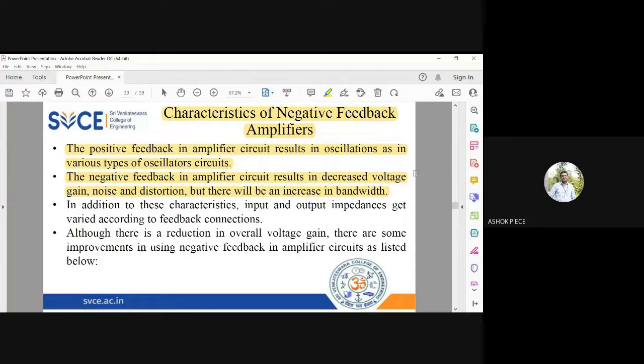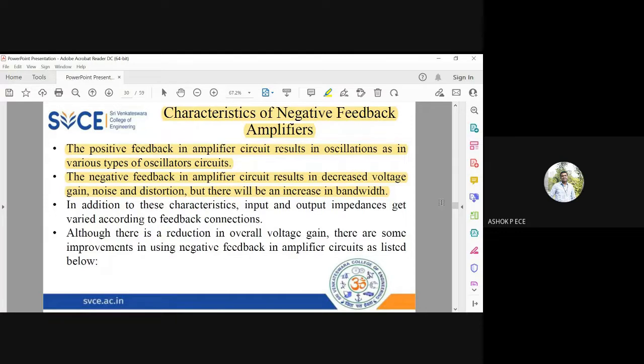Only one drawback that I have is decreased voltage gain, which some applications might not like, because the main essence of an amplifier is to boost the signal, right? So when the voltage gain is reducing, some applications demand more gain. In that case, you have to think, after applying feedback, what all possible ways are there to boost the gain of your amplifier.